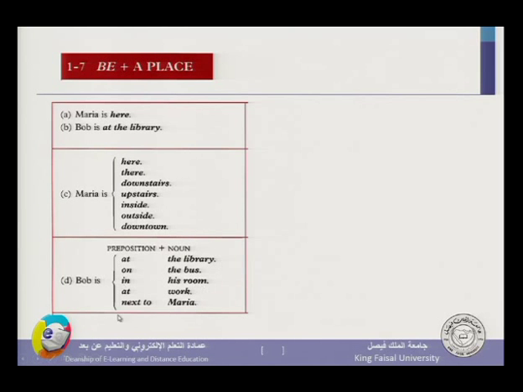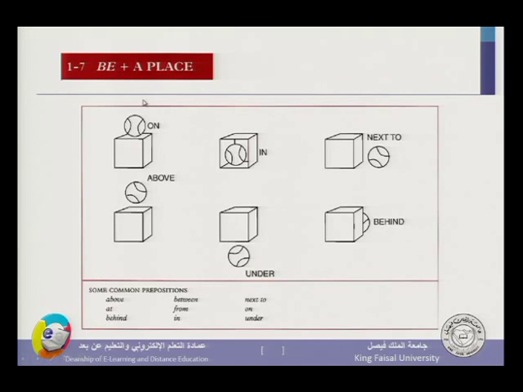In these places we need to use a preposition, but here you don't say Maria is at here or in here, we just say here. But to say the library, we say at the library, on the bus, in his room, at work, next to Maria, and so on. So we can use verb to be. After verb to be we can place a noun, we can put an adjective, we can put a place, or a preposition plus a place. These are different prepositions to learn.